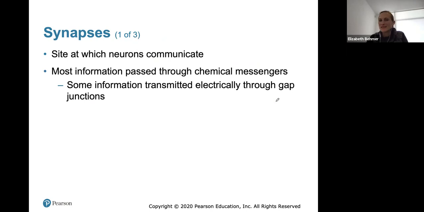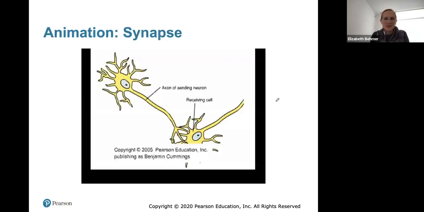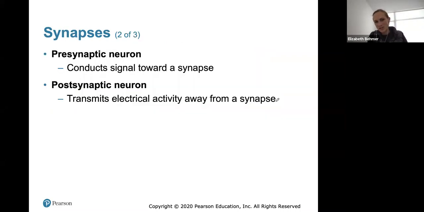A synapse is a site at which neurons communicate with another neuron or a muscle fiber cell that we learned about in the last chapter. Most information is passed through chemical messengers, and some information is transmitted electrically through gap junctions. This is a great animation on the synapse between neurons, so go ahead and download that and watch it.